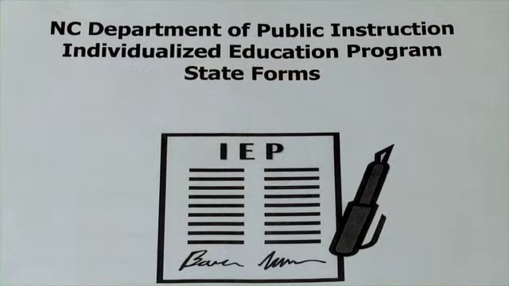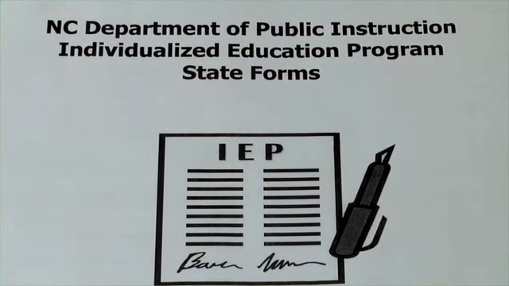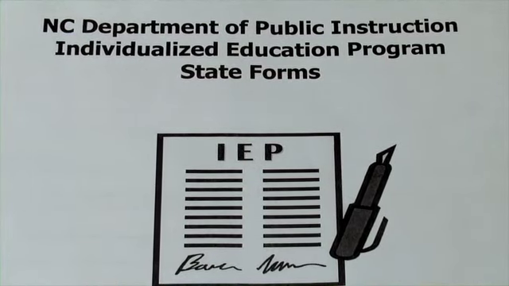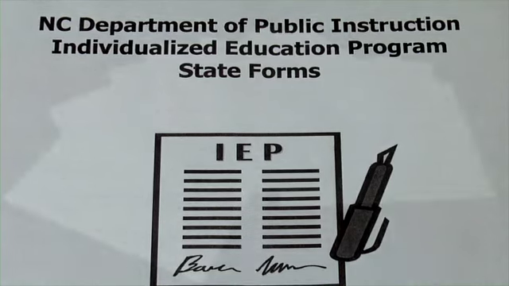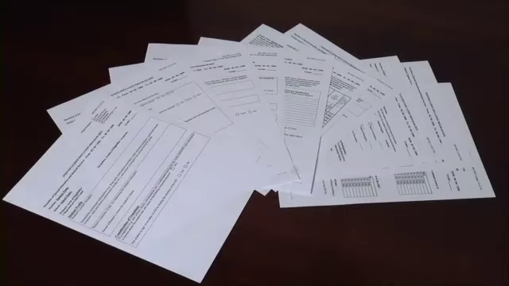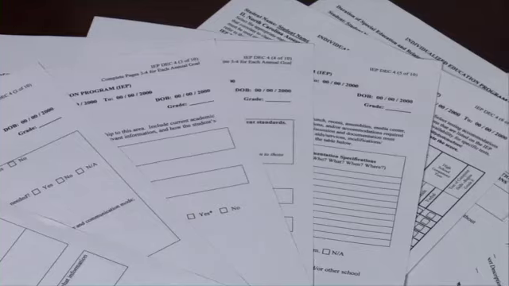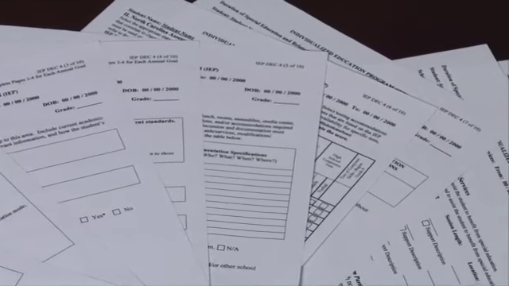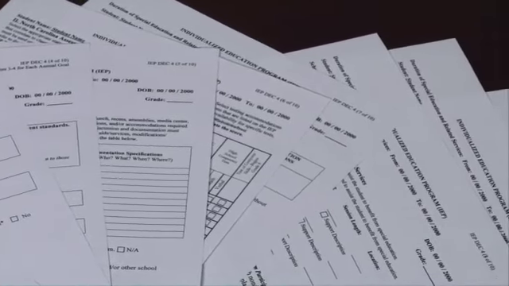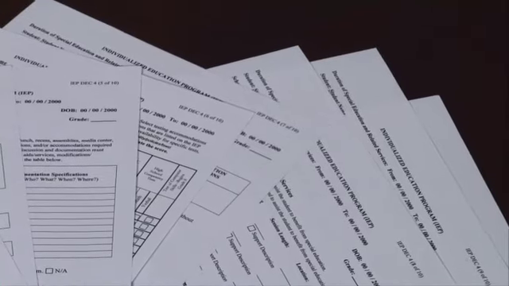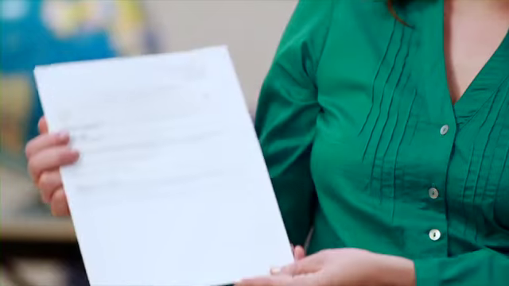A set of model IEP forms for teams to use has been created by the North Carolina Department of Public Instruction. Since each school district may develop its own IEP documents, don't be surprised if your child's IEP looks different than the model forms. Even so, your child's IEP must include all the required parts in the right order. Let's discuss the different parts of the IEP.